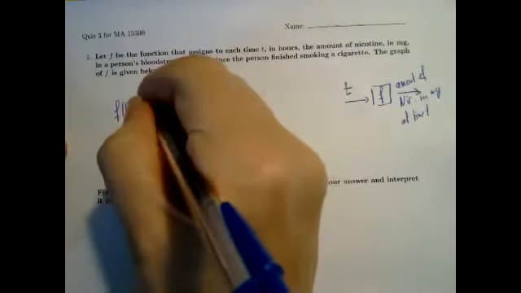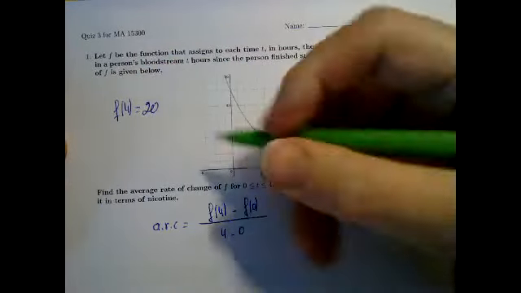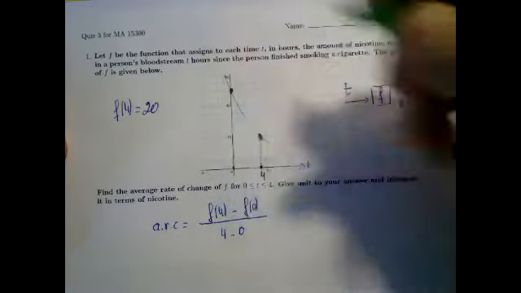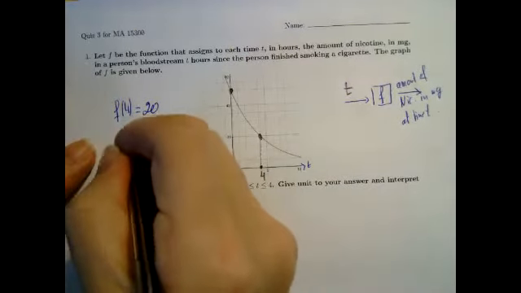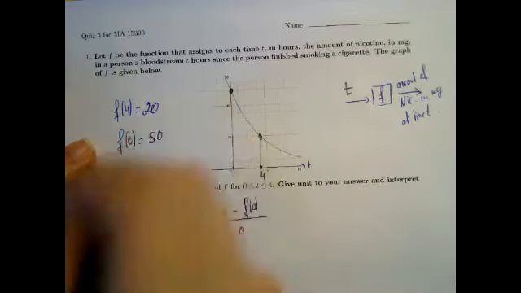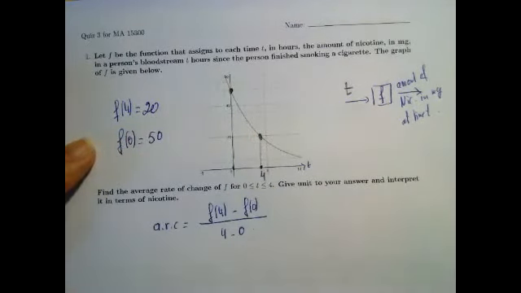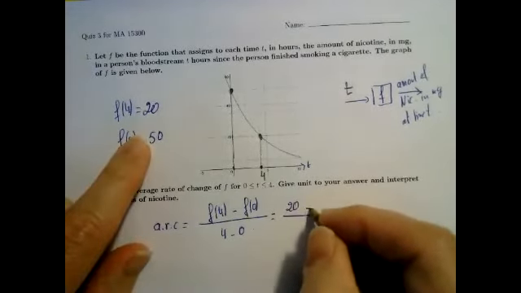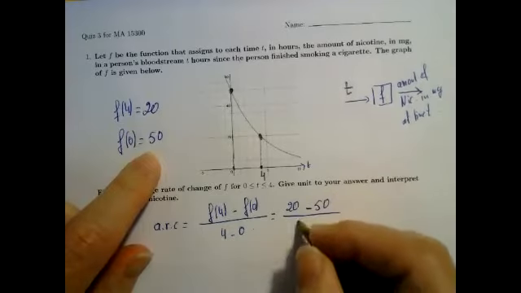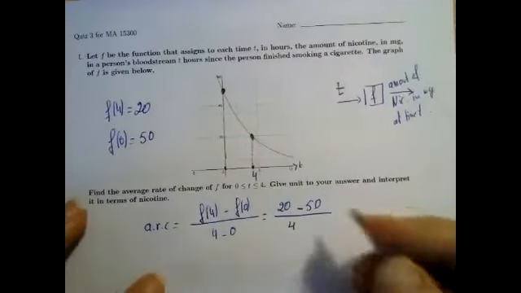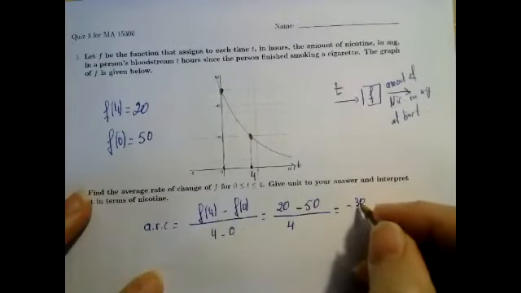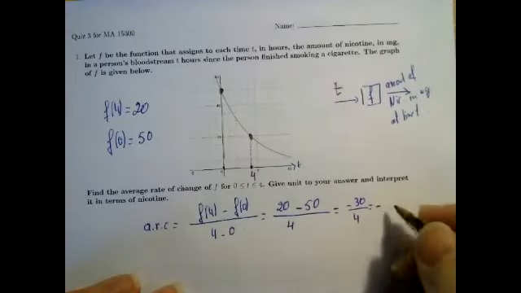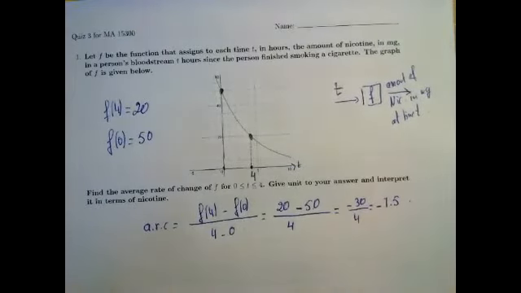So f of 4 is equal to 20. And f of 0, this is 0 here. If I want f of 0, it's right there. So it's 50. So we read them from the graph. So this is going to be equal to the output at 4, which is 20, minus the output at 0, which is 50, divided by 4. Okay, which is equal to minus 30 over 4. Now, a lot of you kept it like this, or here I'm going to change it because I want to be able to understand. So that's the average rate. That's the formula.